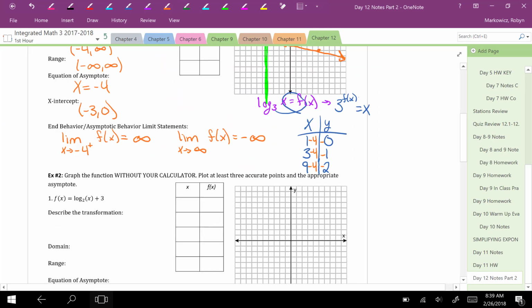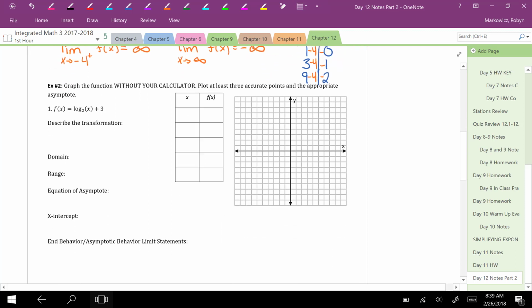If we take a look at the next one, what is my parent function? I'm going to help you guys set this up real quick, and then I want you to try to start it on your own. So if we take a look here, what is my base? 2. So what is my parent function? Log base 2 of x. So I'm going to come here and say 2 to the power of f of x is equal to x.